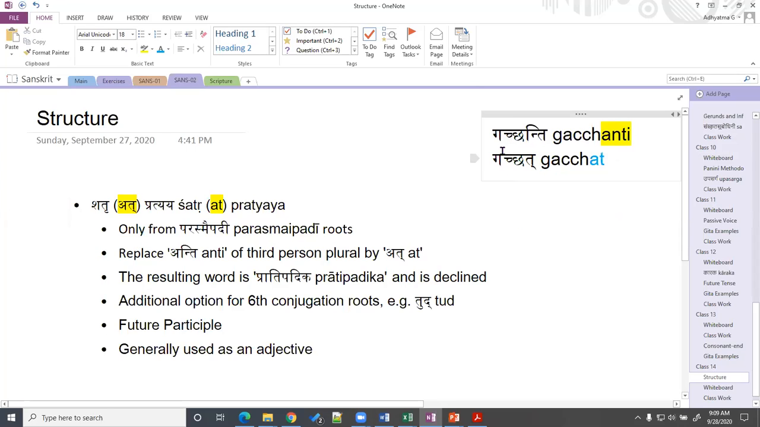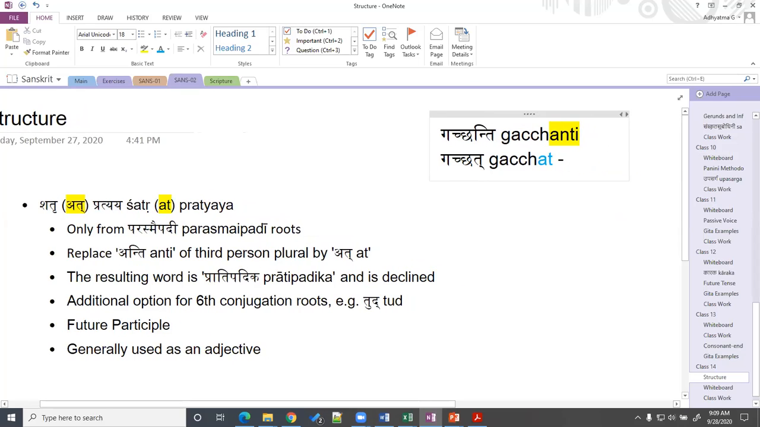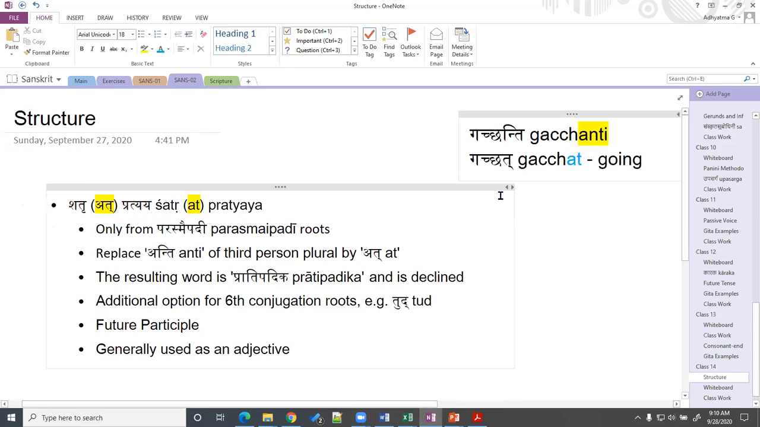What does gachanti mean? They go. What does gachat mean? Going. So gachat simply means going. So somebody going, it becomes the adjective of that person, and we'll see how it is used in a sentence. But it becomes an adjective to the person who is going. So if I say going Rama, Rama who is going, I can say gachat Rama.